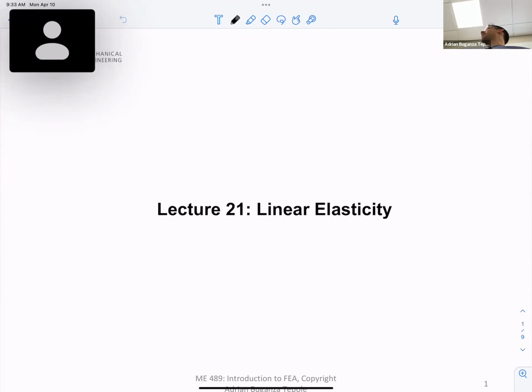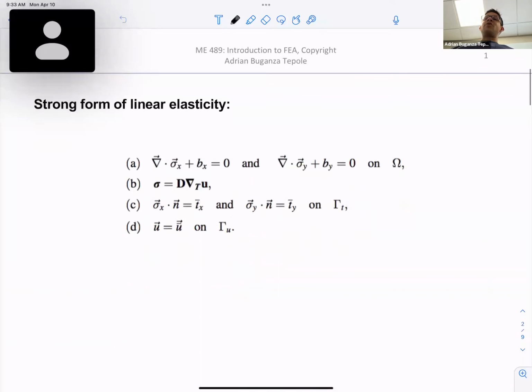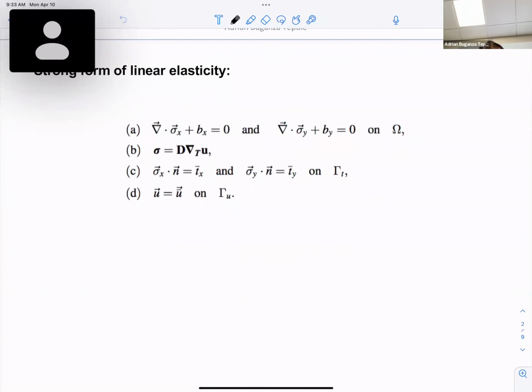All right. So today we're gonna start with linear elasticity in 2D. And as usual, we need to define the strong form and the weak form because the weak form is what Abaqus solves, for example. The strong form of linear elasticity is actually two equations. It's sort of two scalar equations or one sort of matrix equation.